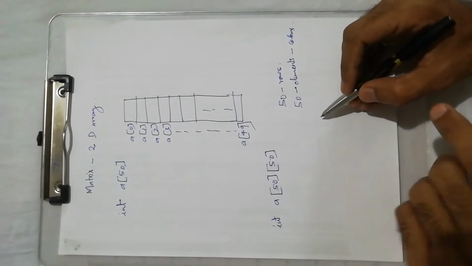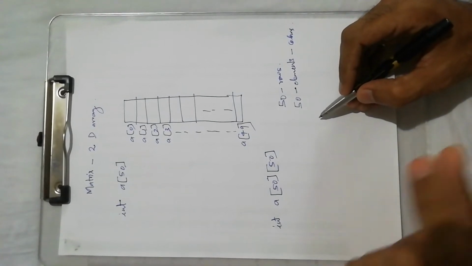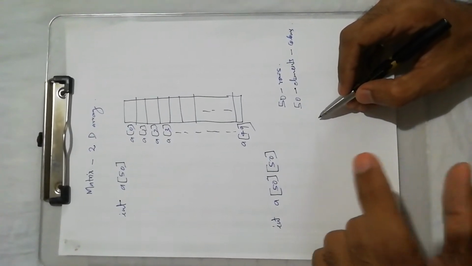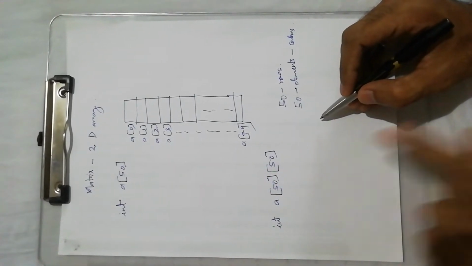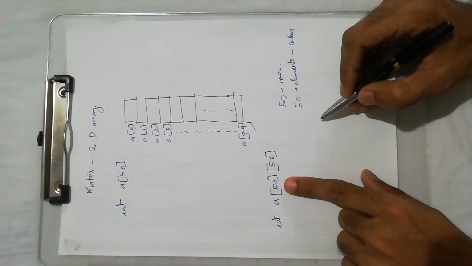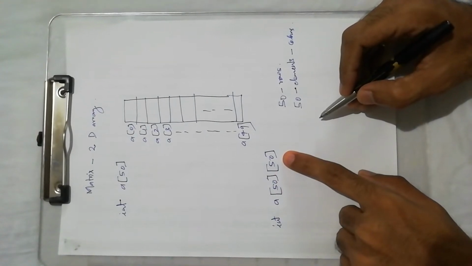In mathematics, we use the concept of a matrix, that is row index and column index. The same concept can be implemented with the help of this two-dimensional array. A[50][50] means 50 rows and 50 columns. Okay.